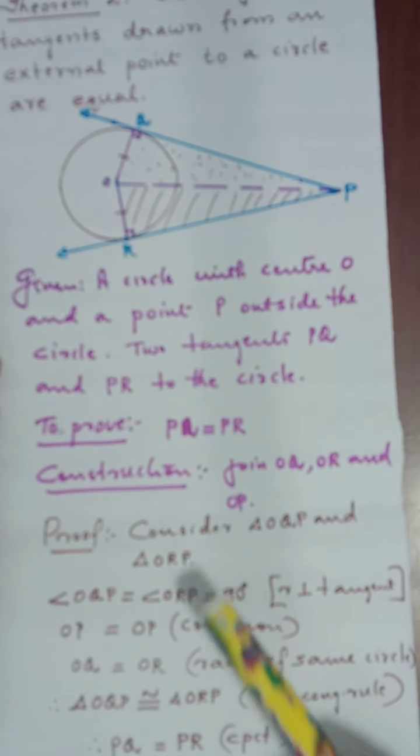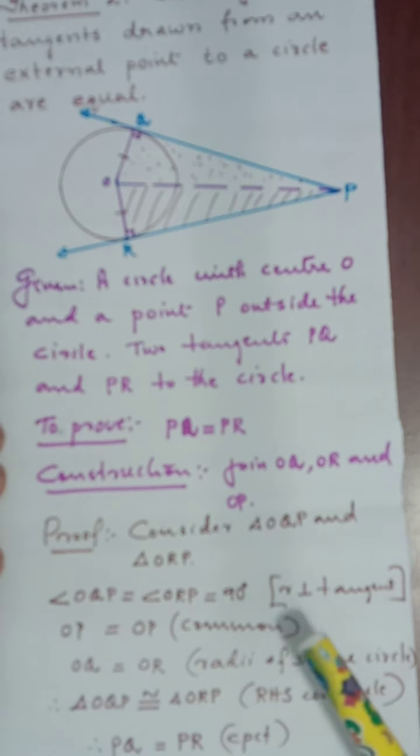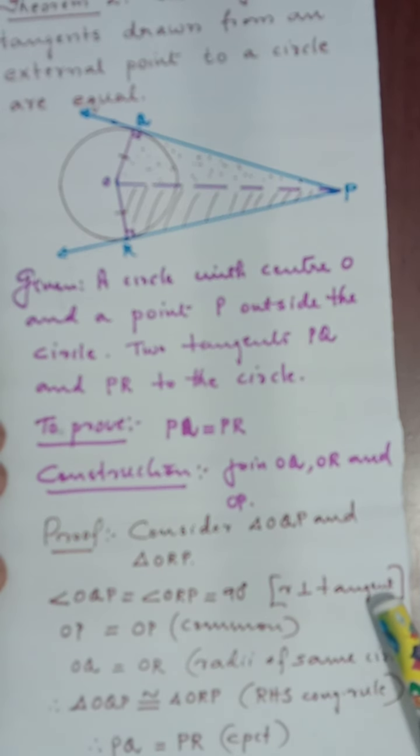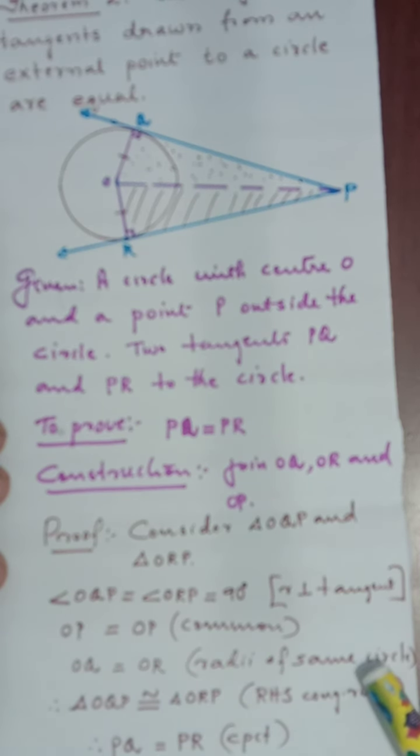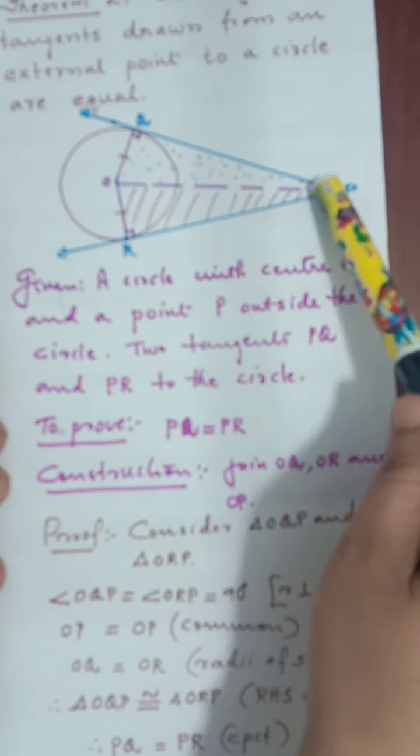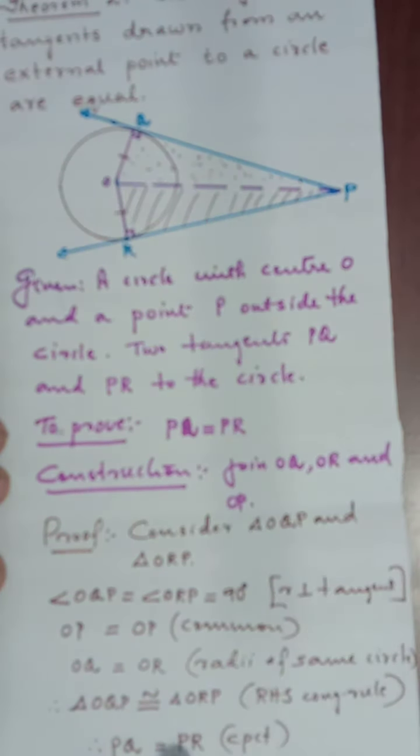We are considering both of them, and this angle is 90 degree. Radius perpendicular to tangent is the reason for that. Then OP equal to OP common we understood. OQ equal to OR, radius of the same circle. Therefore, these two triangles are congruent. When you write congruence, write it clearly in the proper order. OQP, then the same order, ORP. Therefore, is it PQ or QP? Here it is QP equal to RP. It is the same. QP equal to RP. That is CPCT, hence proved.